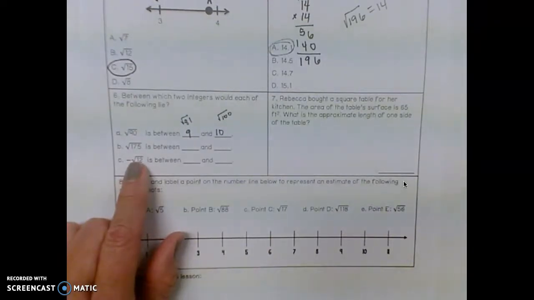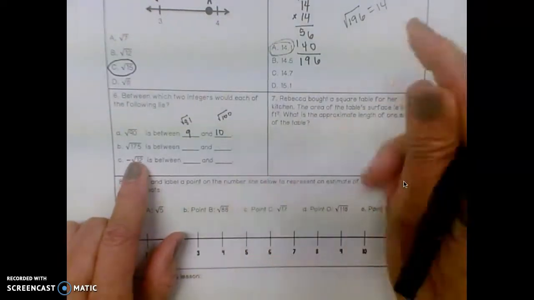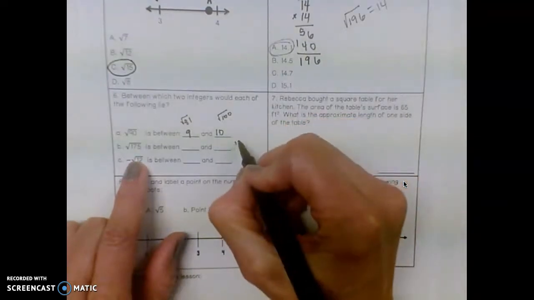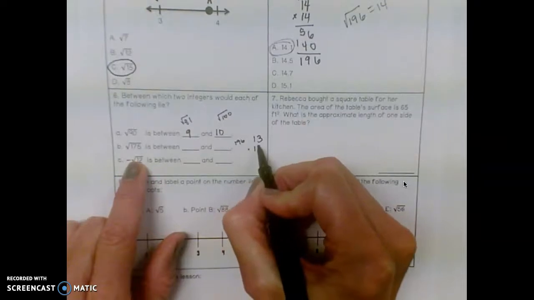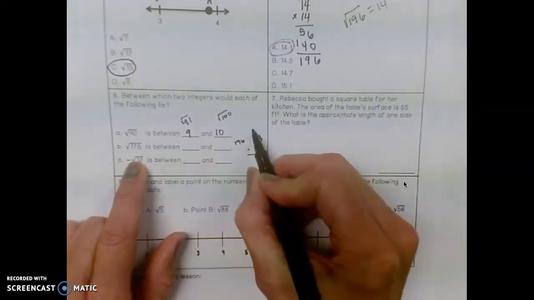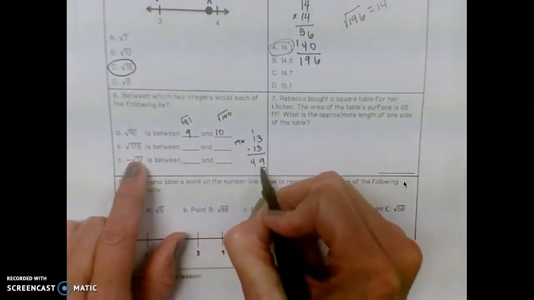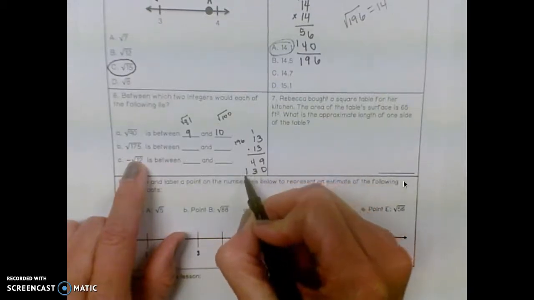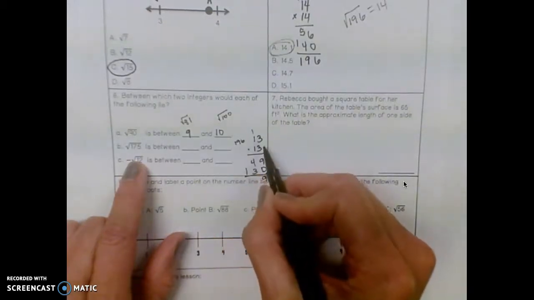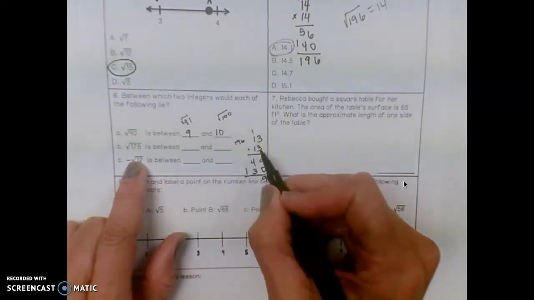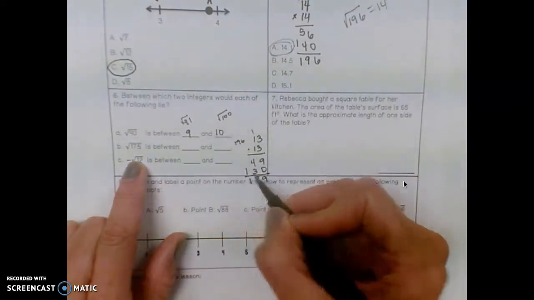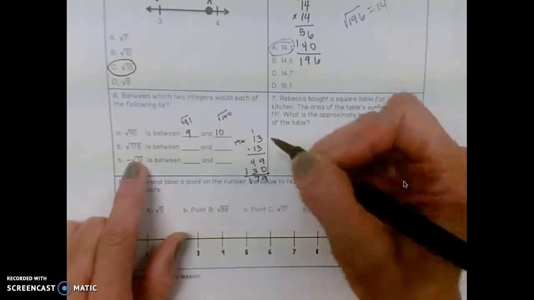175. I know that 14 times 14 was 196. I'm going to check 13 times 13. 9, carry the 1, 4, 0, 3, 1, 9, check my math here, 4, 0, 3. So 179, that's not right.